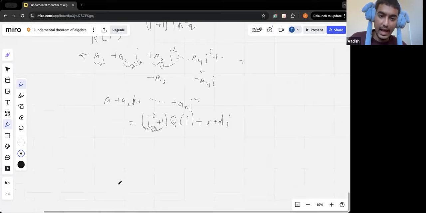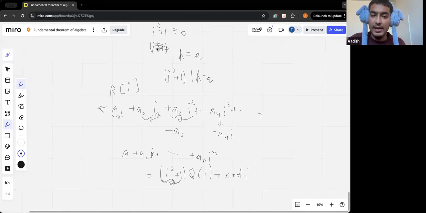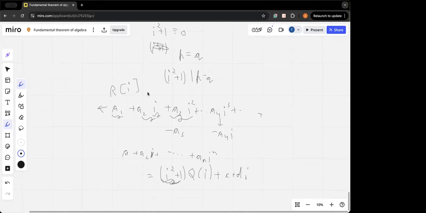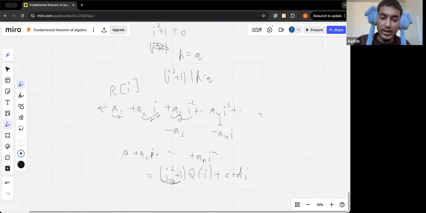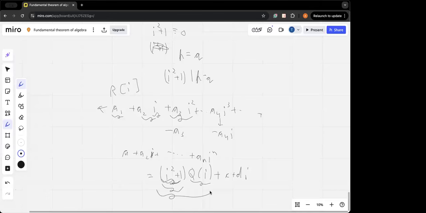So we can say that we have the set R[i], but we don't take every element in R[i]; we say some elements are the same. If two elements give the same remainder on division by i square plus 1, they are the same element. Does this remind you of anything? So the quotients don't matter, Q(i) doesn't matter. Because the point is we want i square plus 1 to be 0, right? So no matter what Q(i) is, this whole term is just 0. I don't care.